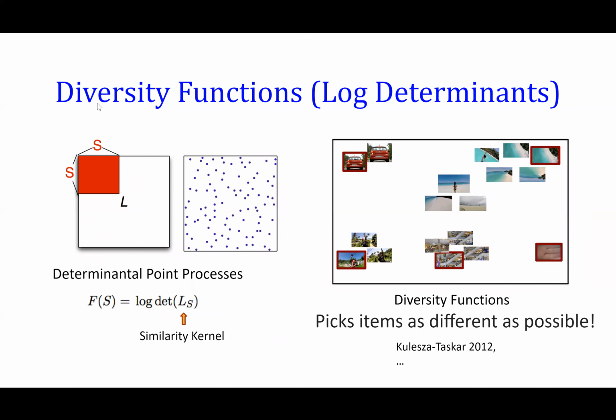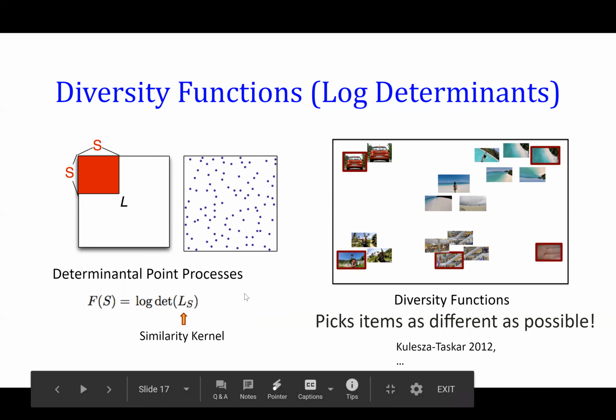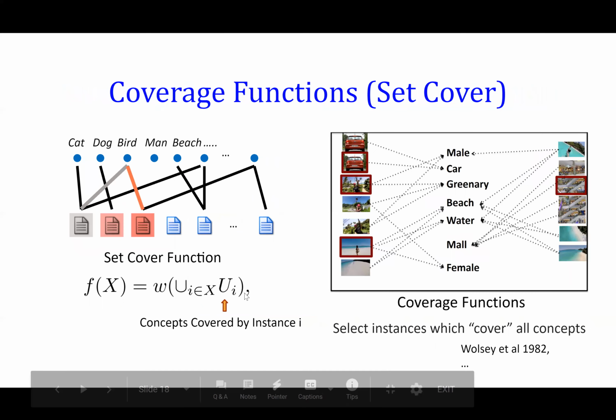The next notion, which is different from representation, is known as diversity. Diversity means I don't care about how well my points represent the entire set. What I really care about is that my points should be as different from each other as possible. So this is diversity. An example of such a function is the log determinant. This is again a submodular function.